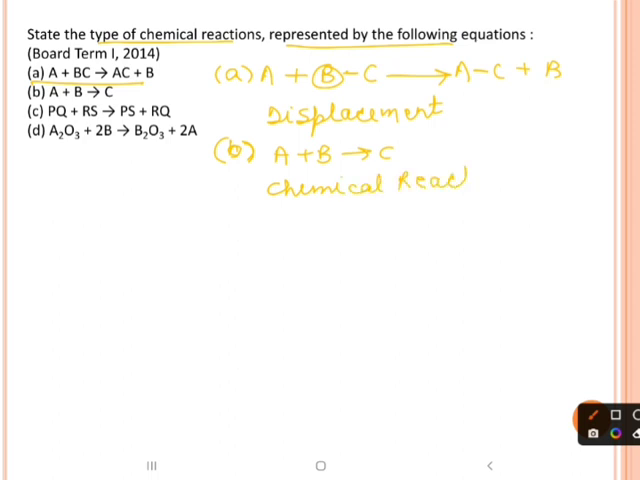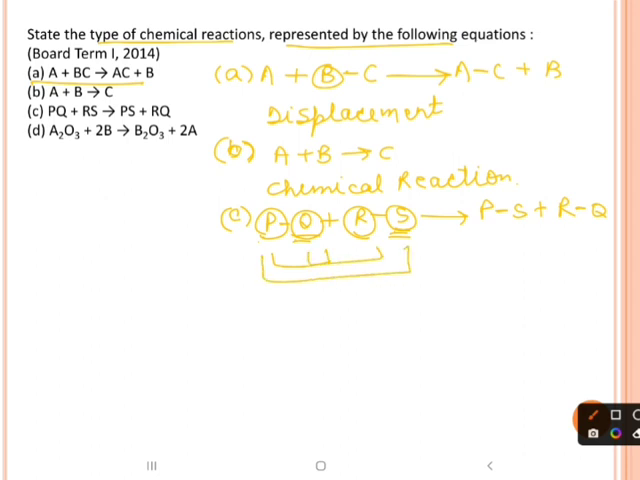See the next reaction. C reaction says that PQ plus RS gives PS plus RQ. See, the P has exchanged its Q for S and R has exchanged its S for Q. Means two things are exchanged simultaneously. So in this way we can say that this is what type of reaction? It is double displacement reaction. Let's see the last reaction.